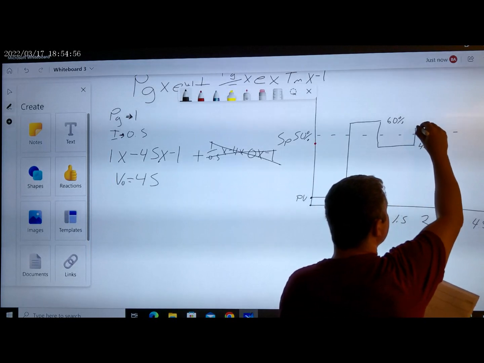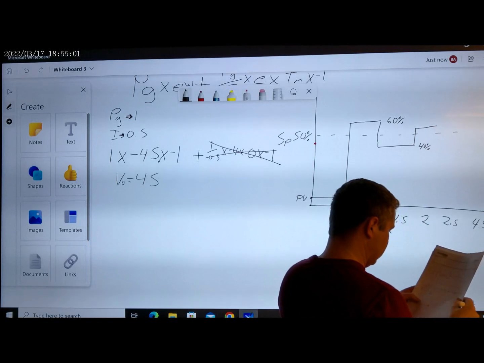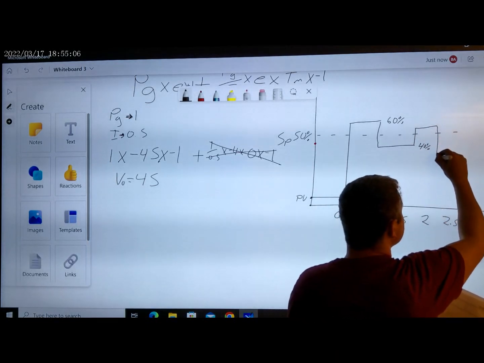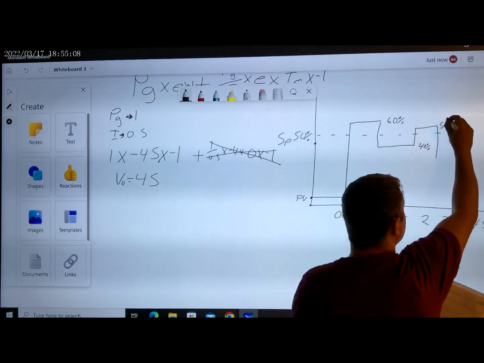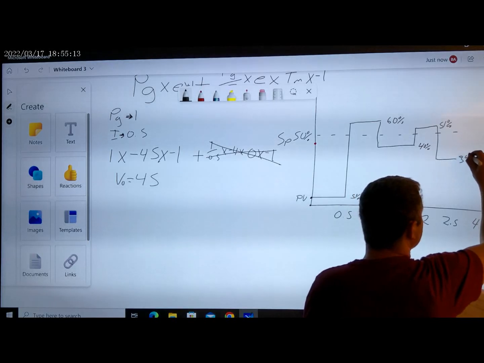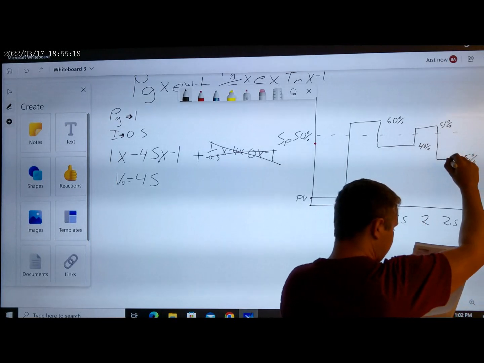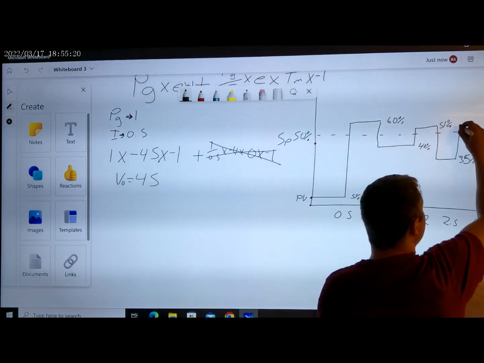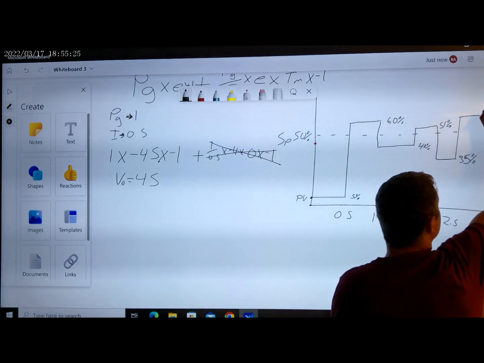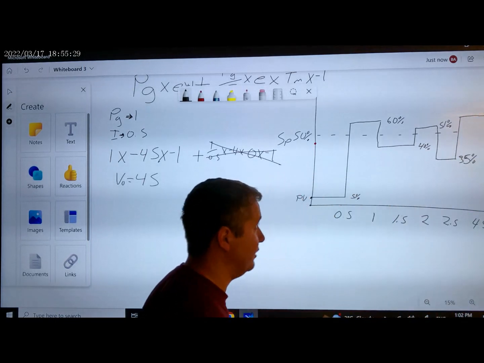51. And then it's going to go to 35. That was 51%. And this is 35. 35%. And then it's going to go to 55. 55%. And this is the process variable with zero feedback.